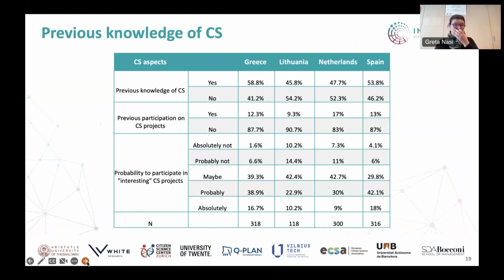In general terms, we asked them some basic questions, whether they had previous knowledge about citizen science and whether they participated in a citizen science project. As you see, in general terms, the awareness is about 50-50, whereas participation rates are rather low in all countries, ranging from the Netherlands, which has a greater participation rate, close to 20%, and about 10% in the other countries. But some of them showed interest in hearing more and potentially collaborating and taking part in citizen science hubs.